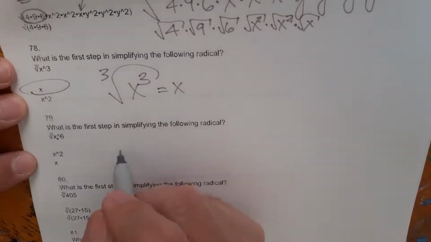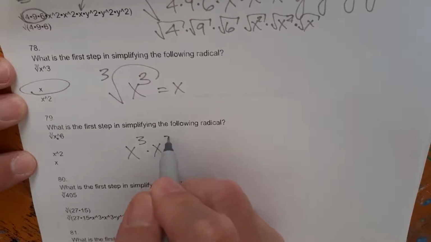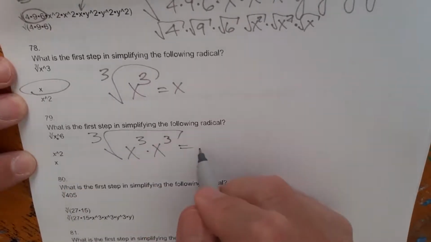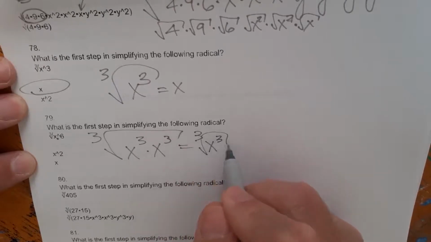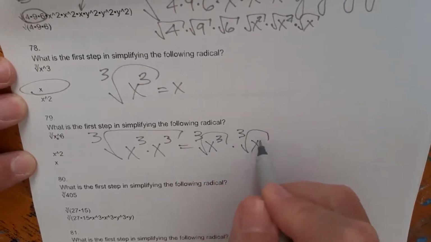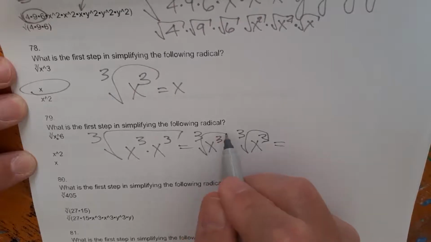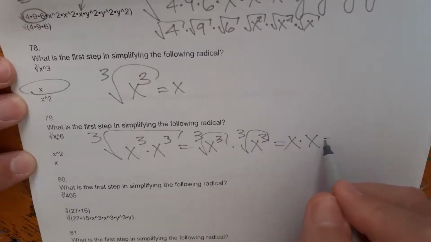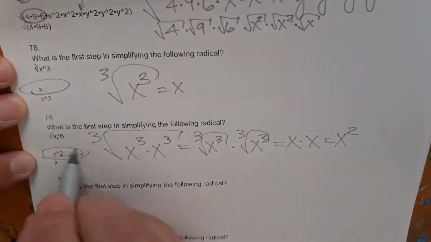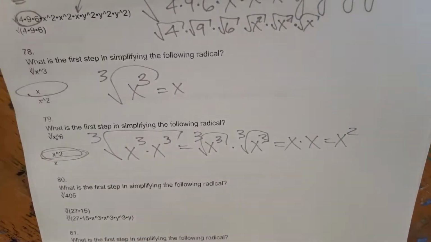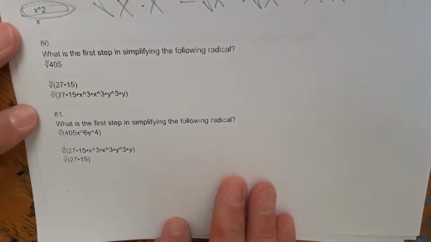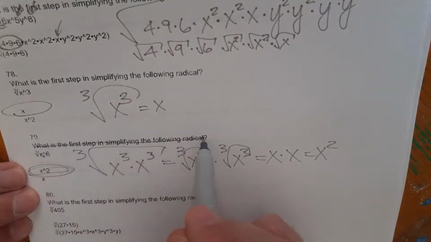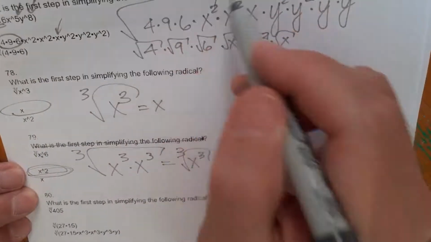This is going to be x cubed times x cubed and the cube root of this, which goes into the cube root of x cubed times the cube root of x cubed, which equals an x, because these reverse each other, times an x, because these reverse each other, which now equals x squared. I'm okay with this one. I'm all right with that answer. All right? And I don't like that it says what's the first step. I'm not sure they're really asking first step. These they are. These are good.